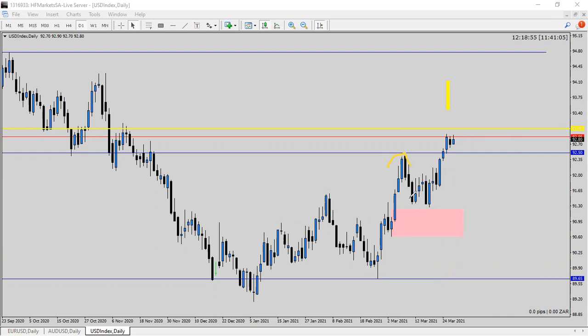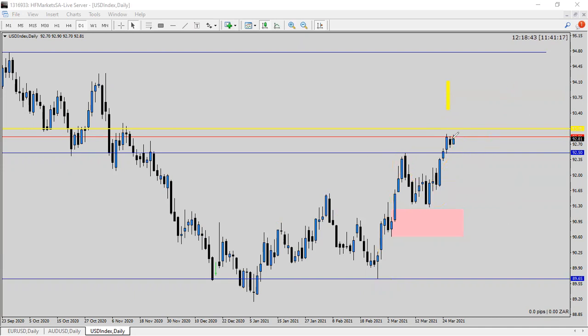Price came and formed new structure here, new structure there. So this is a low, higher high, higher low, and now it's forming a higher high. If we're looking at just market structure in itself, we would expect price to do something like that and then maybe come back and form a higher low somewhere in here and continue to the upside.